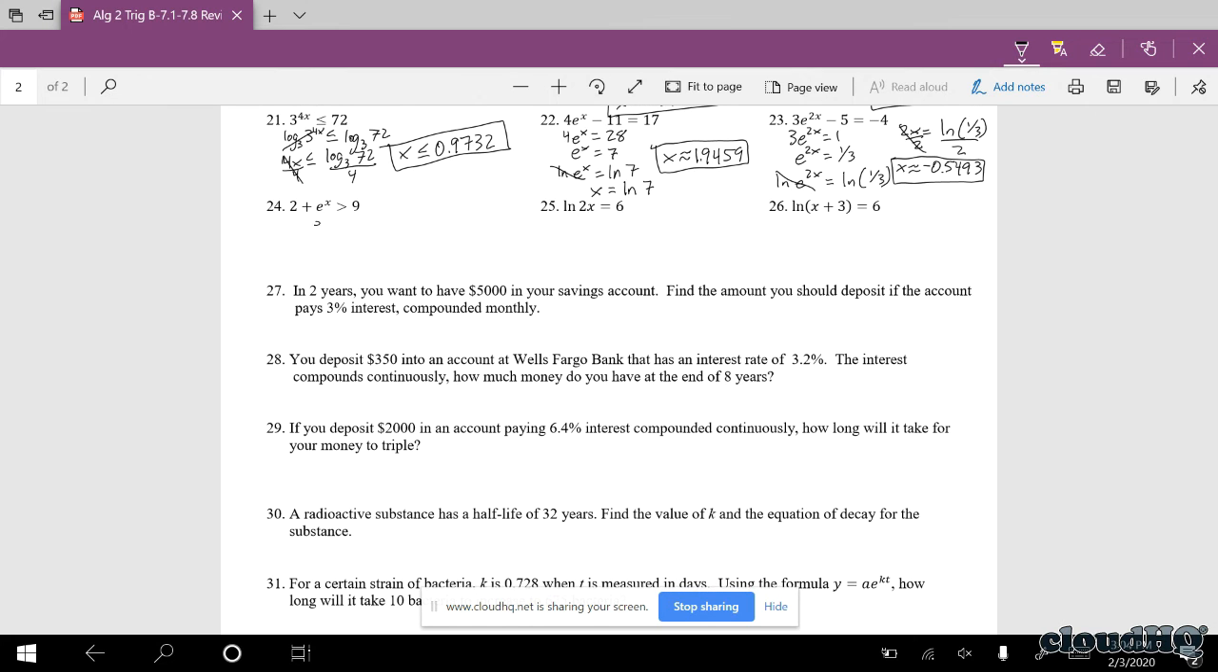Number 24, subtract 2 from both sides. Natural log both sides. X is greater than the natural log of 7. Plug that in the calculator. We see that x is greater than 1.9459.